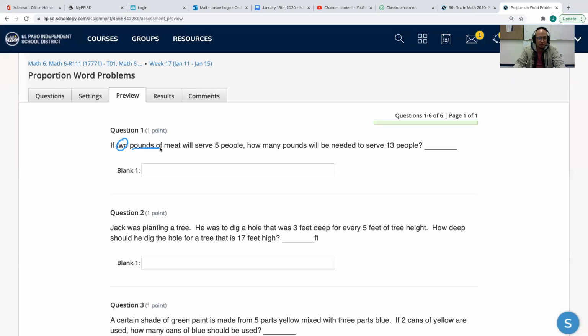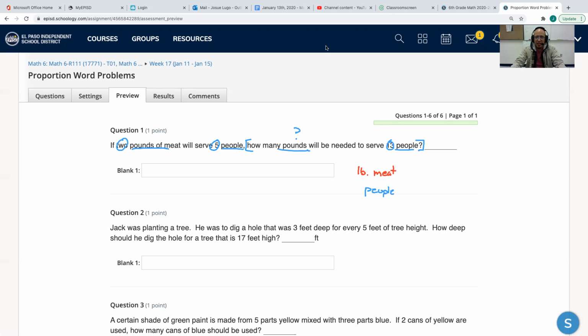So if 2 pounds of meat will serve 5 people. Okay, those seem to be my two variables, pounds of meat and people. How many pounds? So how many pounds of meat will we need to serve 13 people? Okay, pounds of meat and people seem to be my two variables, so I'm going to physically write down pounds of meat, and I'm going to have that in my numerator. So I'm just going to put LB, which means pounds of meat, on the numerator, and on the denominator, I'm going to put people.